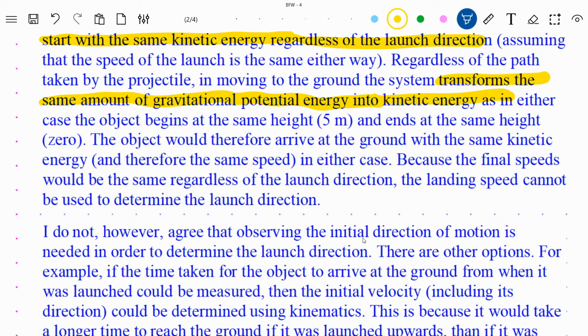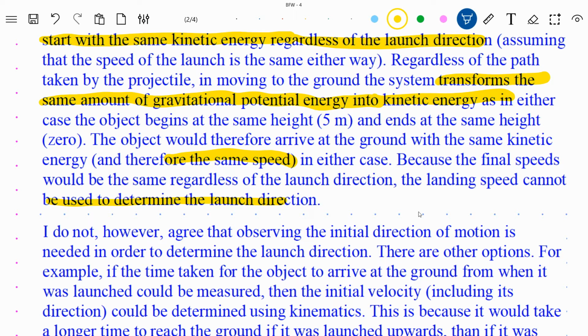The object would therefore arrive at the ground with the same kinetic energy and therefore have the same speed, in either case. Now, because the final speeds would be the same regardless of the launch direction, the landing speed cannot be used to determine the direction of the launch. So I think that is pretty clear. So I do agree that the information we have is not enough.